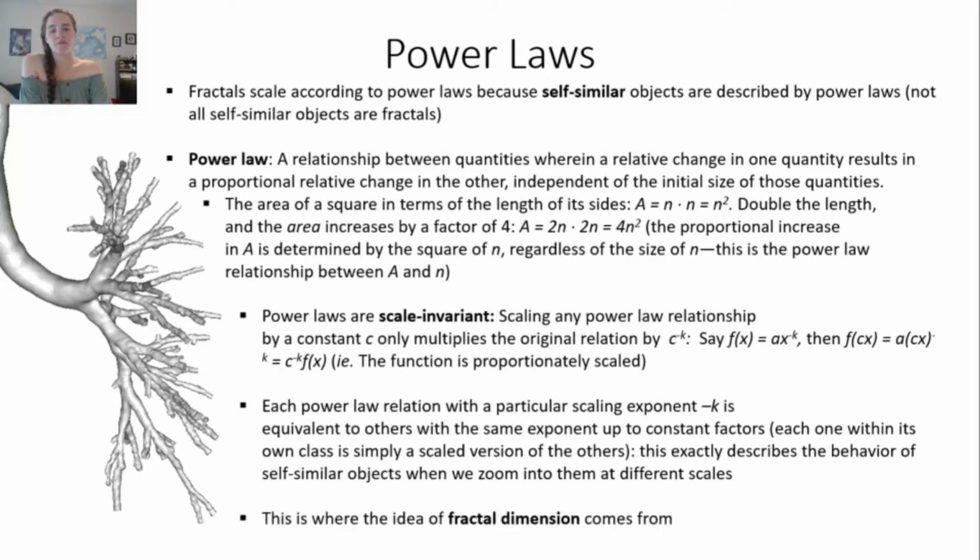This is where the idea of fractal dimension comes from. So I mentioned that before again. We know in Euclidean geometry that a square has dimension 2, and we see that with its power law relationship here, with its area and the lengths of its sides.